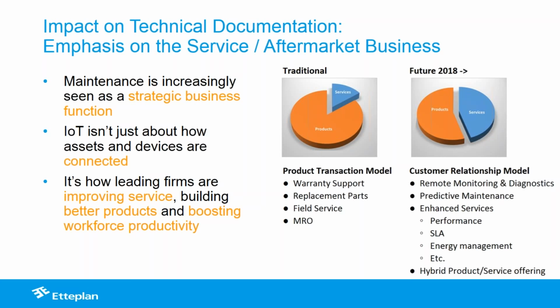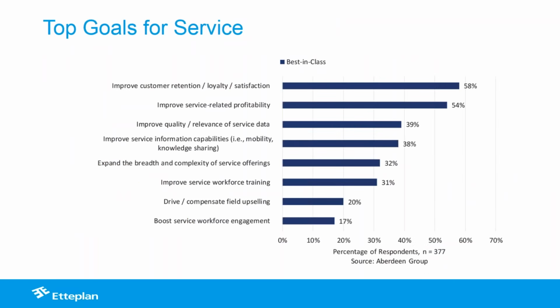So it's not so much about how IoT is connecting assets and devices. It's about how the world is changing and going to a different model, improving the service, building better products, and boosting workforce productivity. If we then look at the top goals for service asked by, in this case, Aberdeen Group, companies are looking to improve customer retention, improve service-related profitability, and improve quality relevance of service data. That's where I get with regards to technical documentation and how it's connected to STE later on in this presentation. And you can see other things that people are looking to improve.